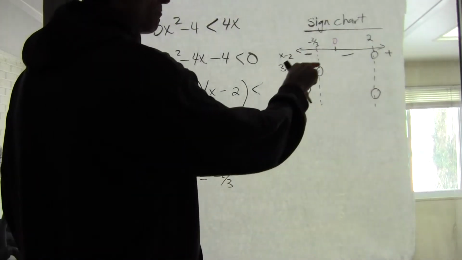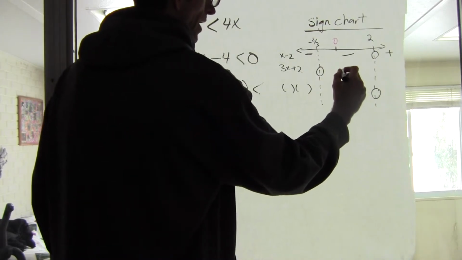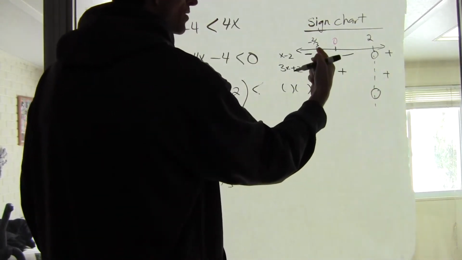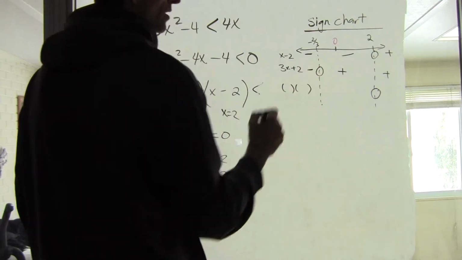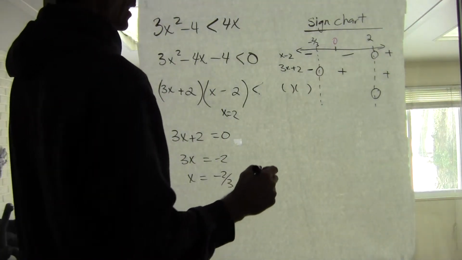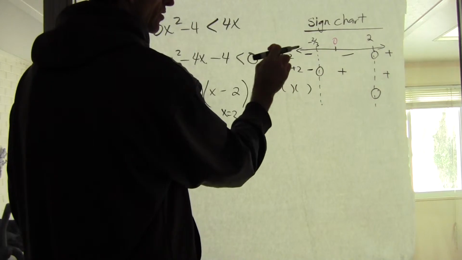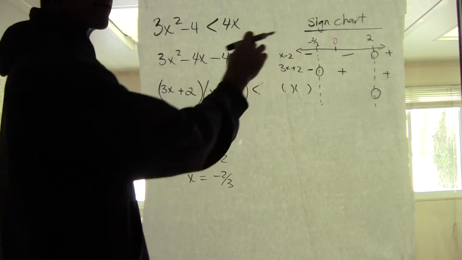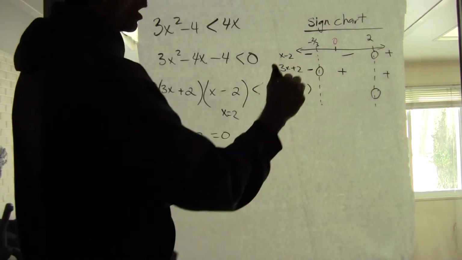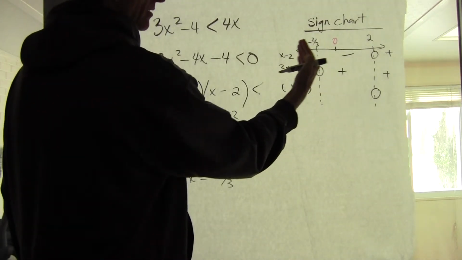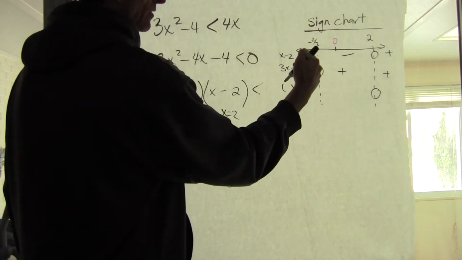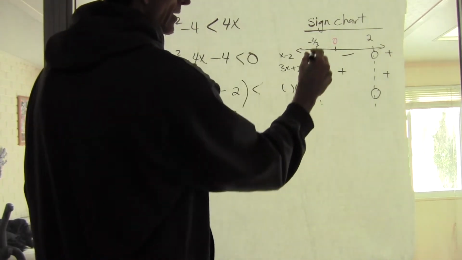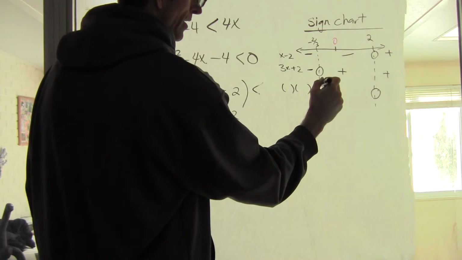Now if it's a little bit bigger, that of course is going to be positive. And if it's a lot bigger, it'll be very positive. If it's a little smaller than negative 2 thirds, it's going to be negative. Now you do that last step. What happens when you multiply these two guys together? Well, if I was in the area less than negative 2 thirds, a negative times a negative is going to give me positive.